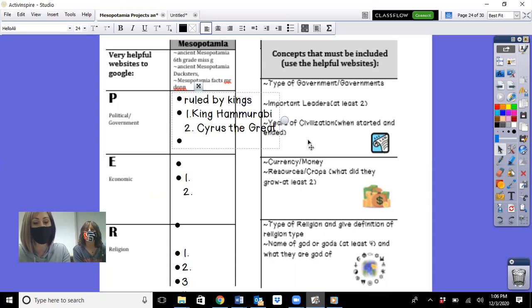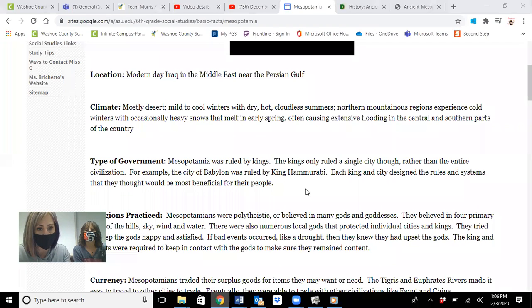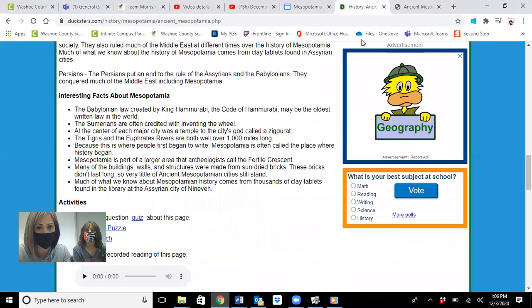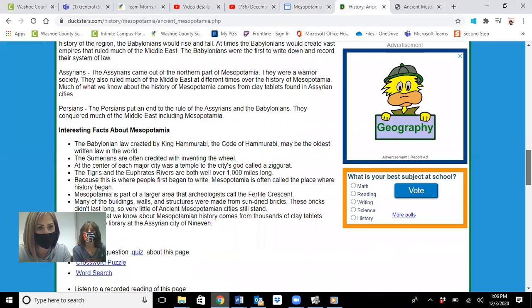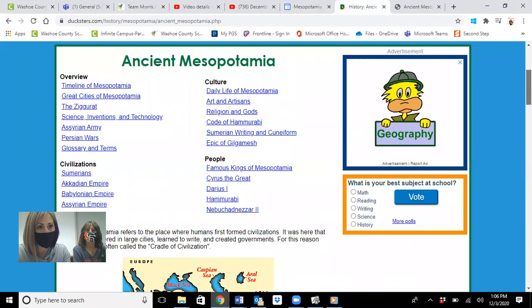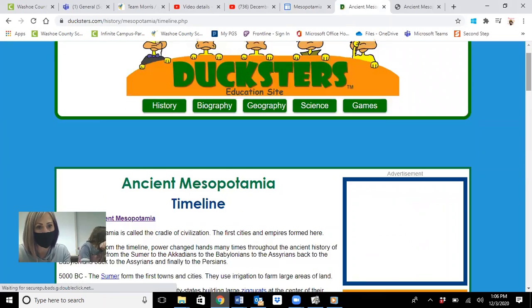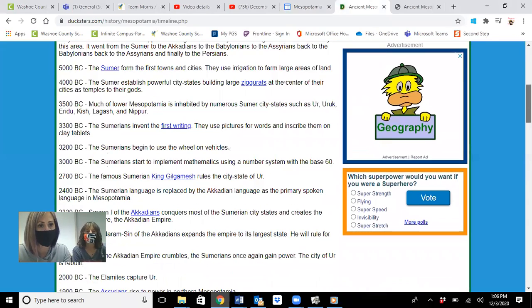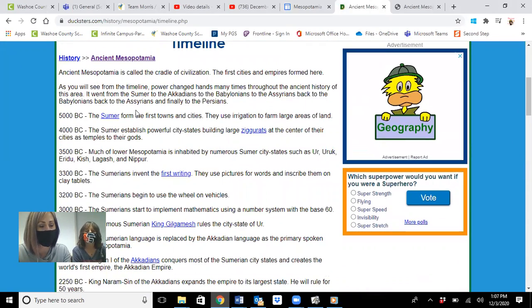All right, and then the years it was a civilization. I remember seeing that on here. Duxter's talked about the years it was a civilization. Timeline in Mesopotamia. So I'm just clicking on it. And it starts at about, looks like, 5,000 BC. This is when they had their first towns and cities.